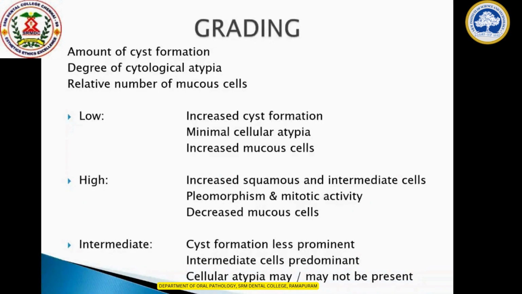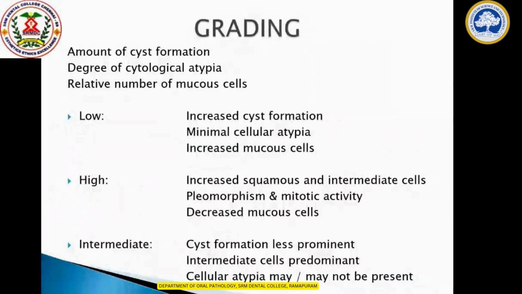Moving to your high grade, here the cyst formation is totally nil. You will not have any cystic spaces or cystic areas in the high grade. It will contain sheets and sheets of tumor cells only. And the tumor cells here will be only squamous cells and epidermoid cells, okay, and a few clear cells. These squamous and epidermoid cells will show all the cytological features; the cytological atypia can be appreciated.